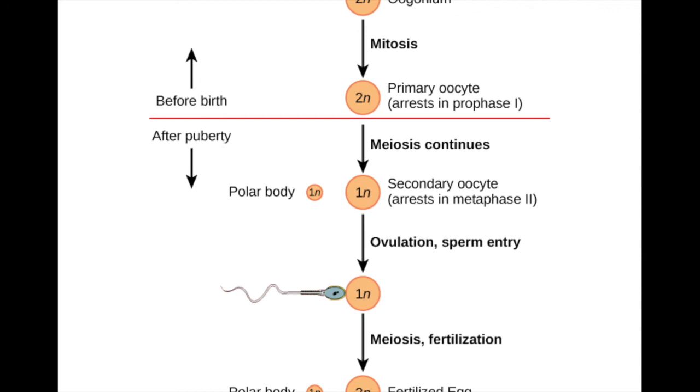Oogenesis follows a similar pattern, but many fewer gametes are made than during spermatogenesis, and the process takes much longer, with long waiting stages. It takes place inside the ovaries, where diploid cells divide by mitosis to produce many oogonia. So, with mitosis, we've got many oogonia. These begin to divide by meiosis, but stop when they reach prophase 1. At this stage, they are called primary oocytes.